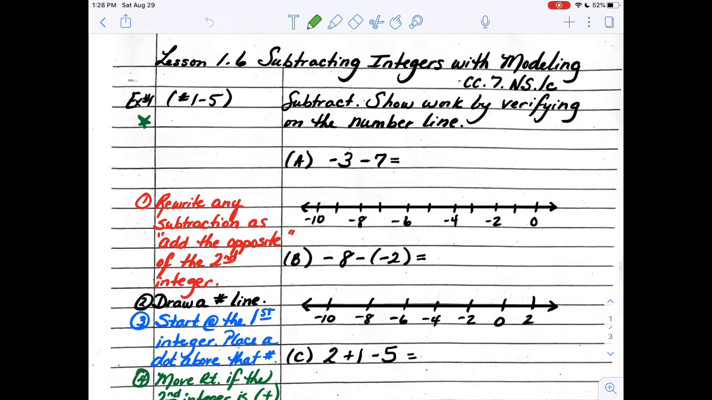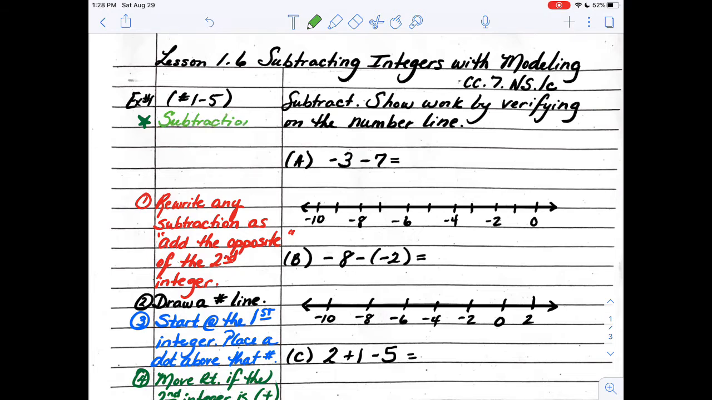Okay, now we're getting into looking at subtracting our integers with modeling, and specifically modeling with our number lines. Now, the directions do say that your homework tonight, like numbers 1 to 5, will be to subtract and, of course, show it by modeling on a number line.